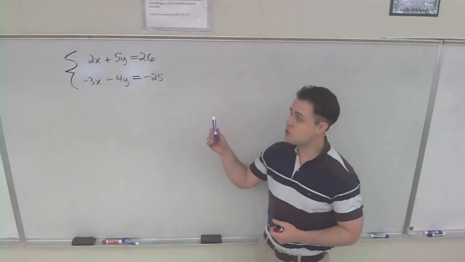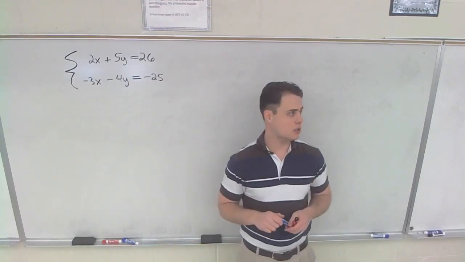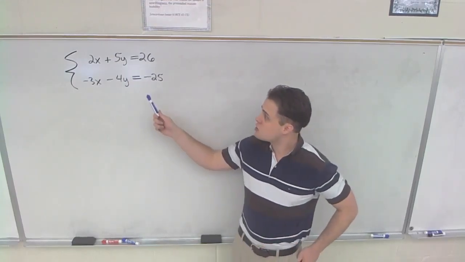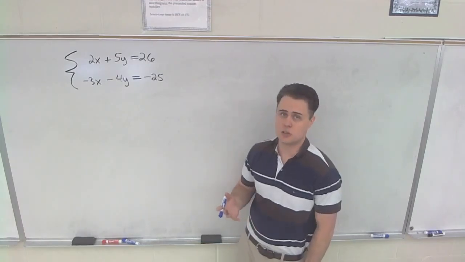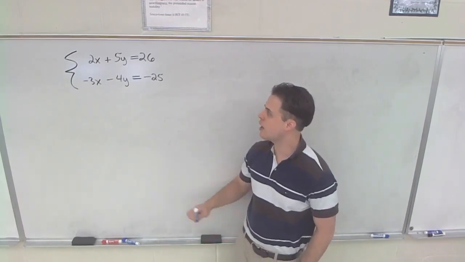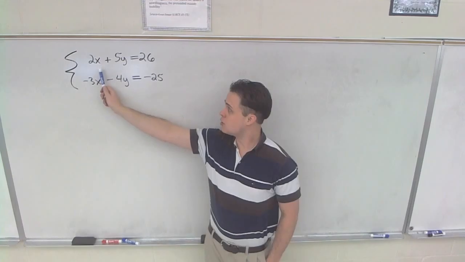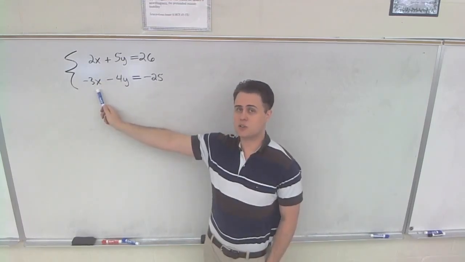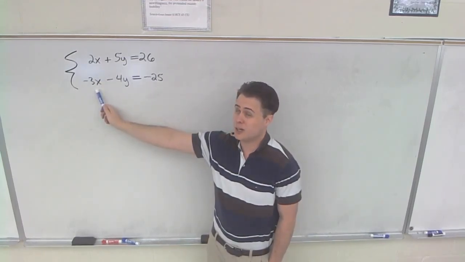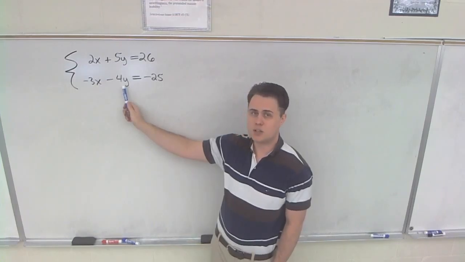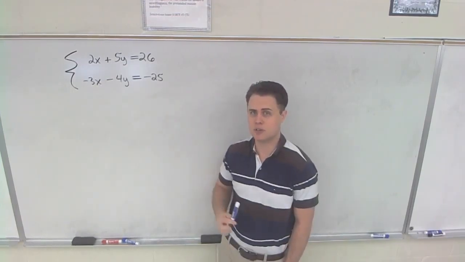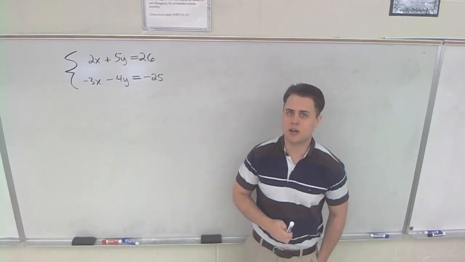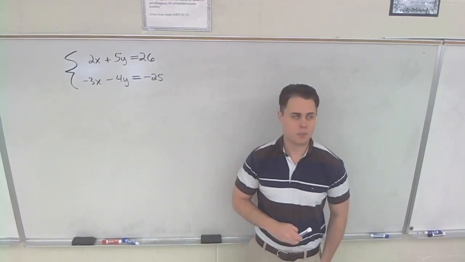Alright, so here's a third example where we're going to use elimination. In this example, I don't think the x's or the y's eliminate easily. What do I mean? Well, consider adding them together. So if you go 2x minus 3x, you get negative 1x. It's not gone. If you go 5y minus 4y, you're going to get y, not gone. That's two variables that are left, and you can't solve for either one easily in that case.